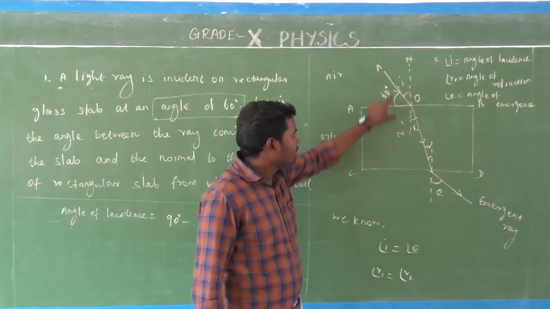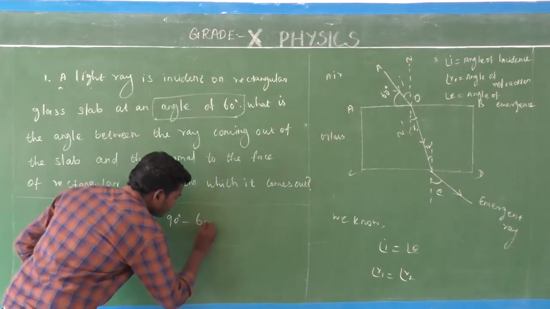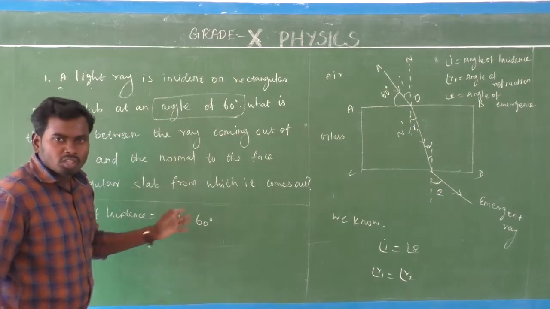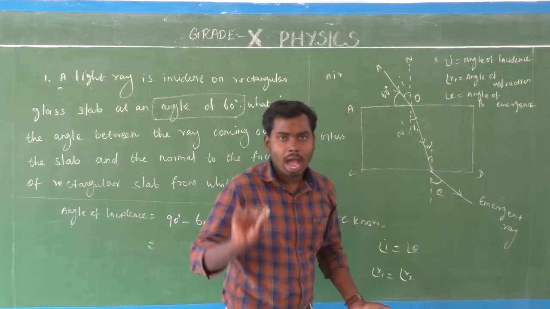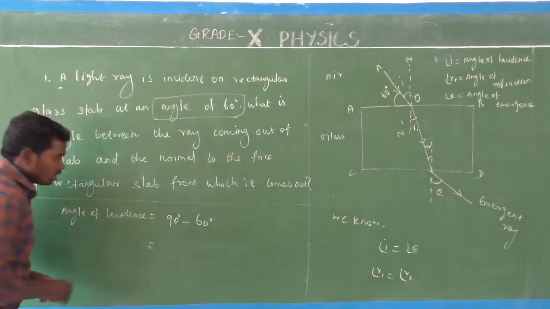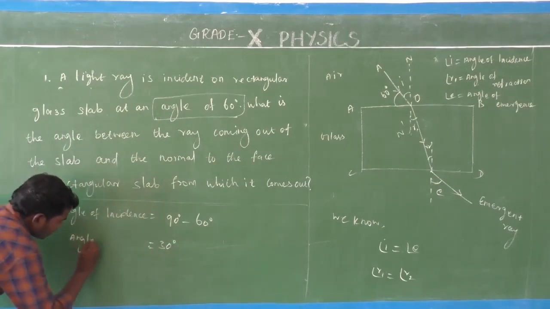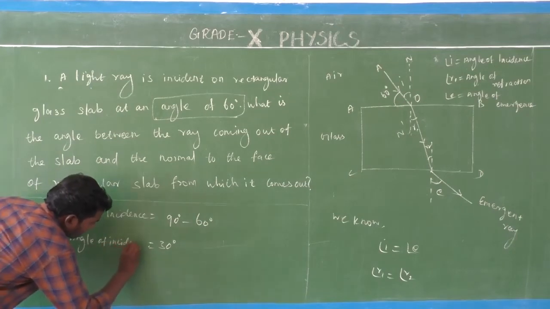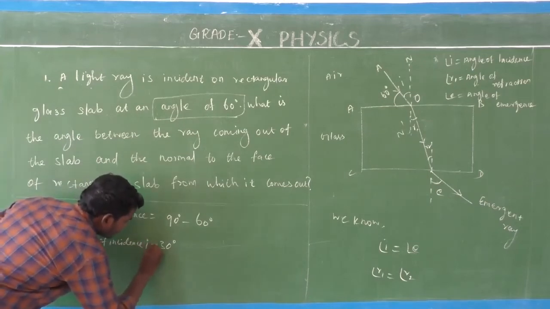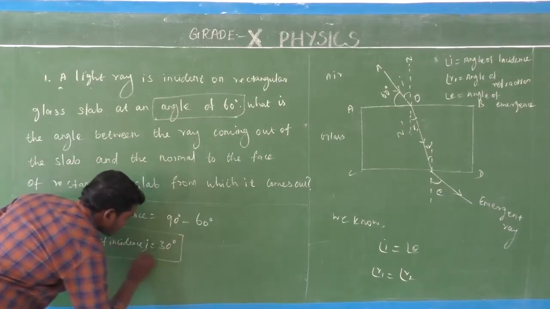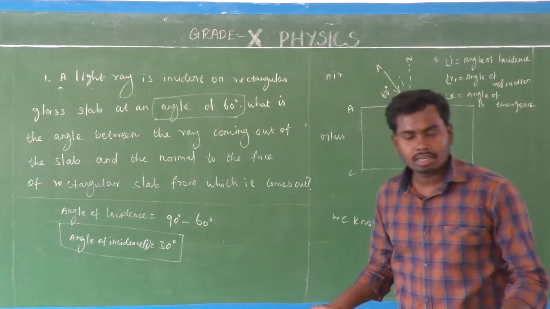We know the angle between the surface of the glass slab and the incident ray is 60 degree. So if we subtract both, we get the angle between the incident ray and this normal, which means the angle of incidence. So what is the value? The angle of incidence is 30 degree. The angle of incidence, the letter i, is equal to 30 degree. It's a very easy one.